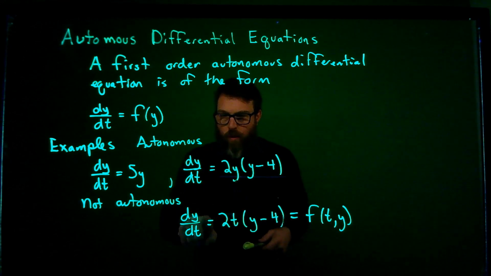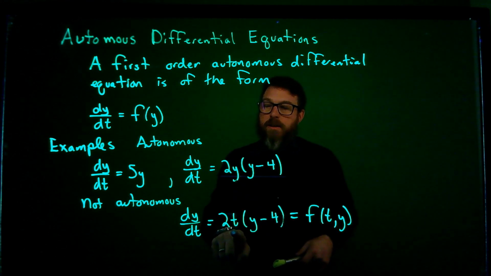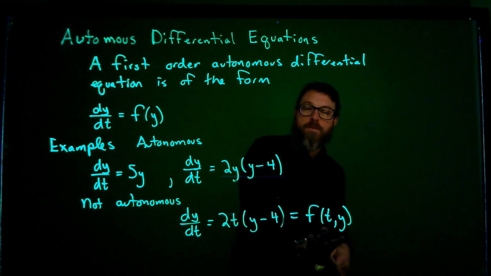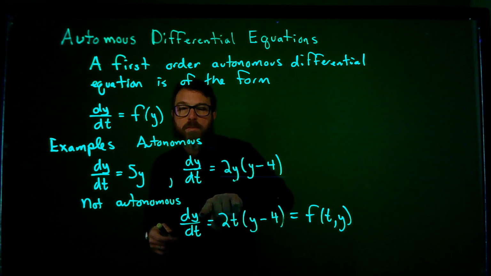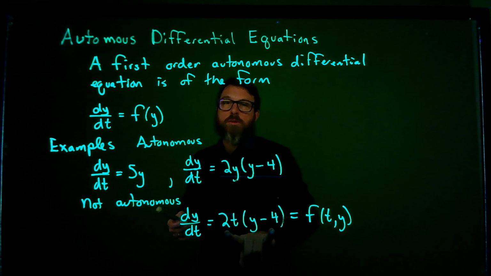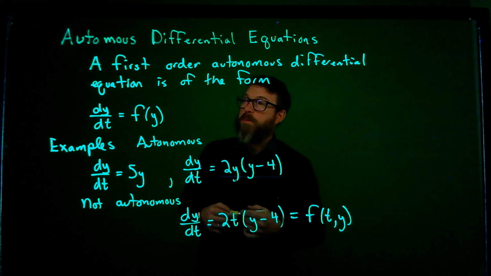But I could say dy/dx equals 2x times y minus 4. Now this would be a function of x and y, still making it not autonomous, because autonomous means that the right-hand side depends only on the dependent variable.